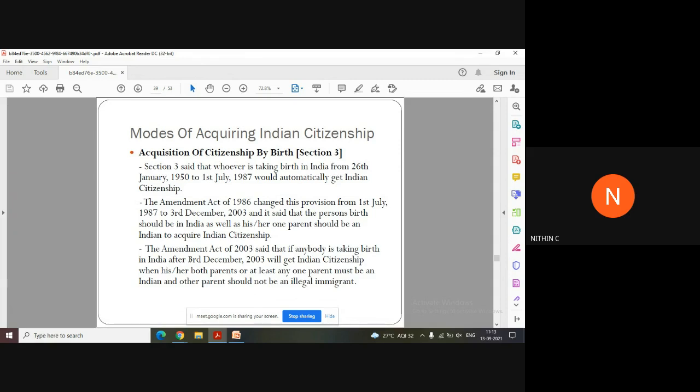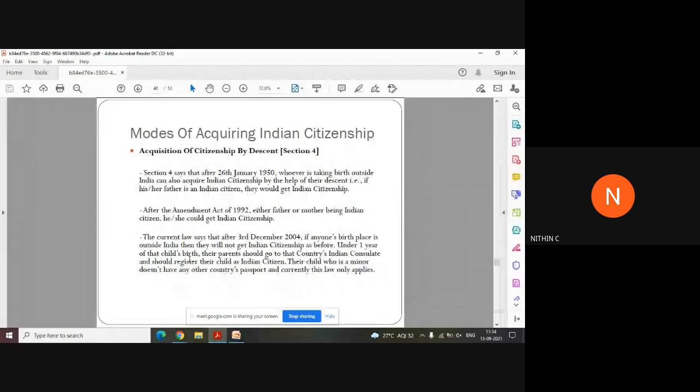Then the Amendment Act of 1986 changed this provision from 1st July 1987 to 3rd December 2003. And it said that the person's birth should be in India as well as his or her one parent should be an Indian to acquire Indian citizenship. The Amendment Act of 2003 said that if anybody is taking birth in India after 3rd December 2003 will get an Indian citizenship when his or her both parents or at least any one parent must be an Indian and the other parent should not be an illegal immigrant. That is acquisition of citizenship by birth.